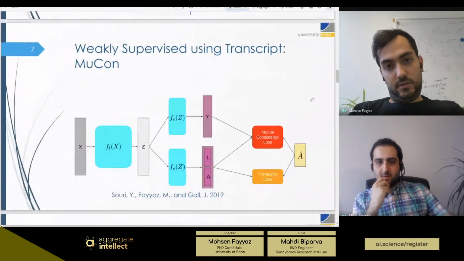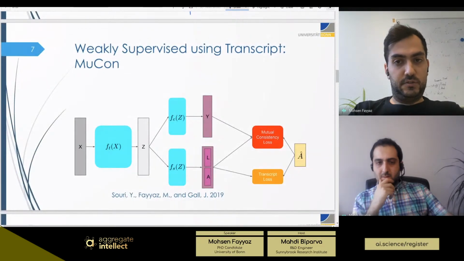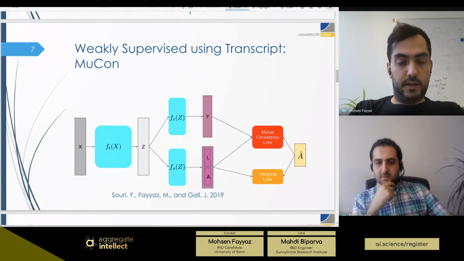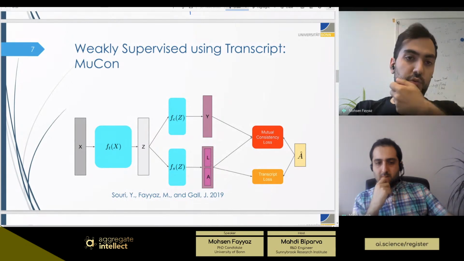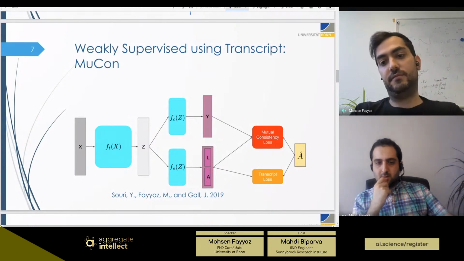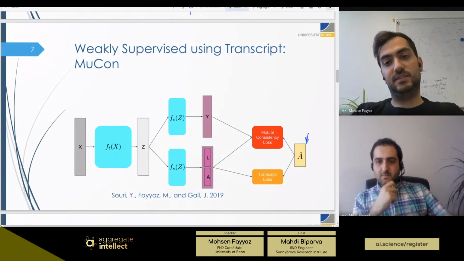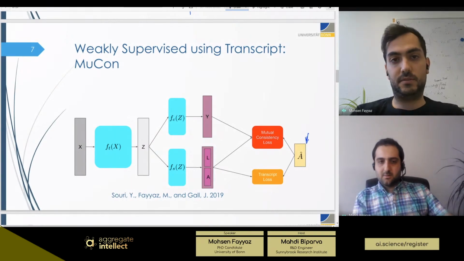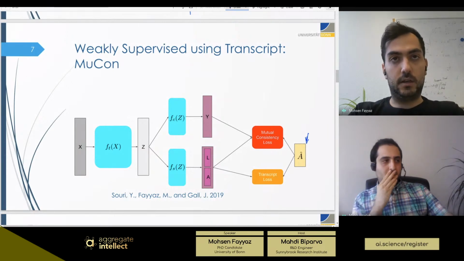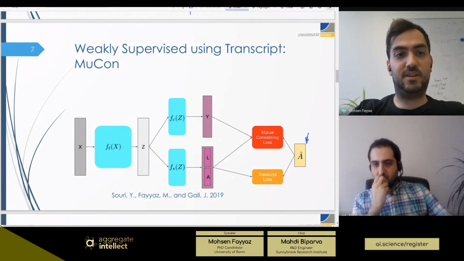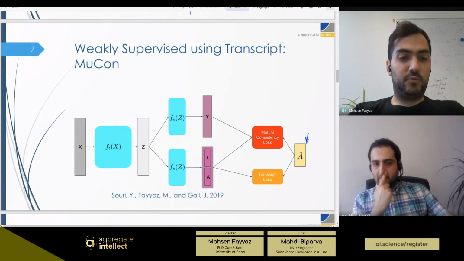So let's talk about one of the recent weakly supervised techniques using the transcript, called MuCon. This is a joint project with my colleague and our supervisor, Professor Gall. So what do we do here? As we said, we have the transcript. And the problem now is that it's not that easy to just have the frames as input and the labels as the output and then train the network, say, yeah, that's how it is, and let the stochastic gradient descent work. No.